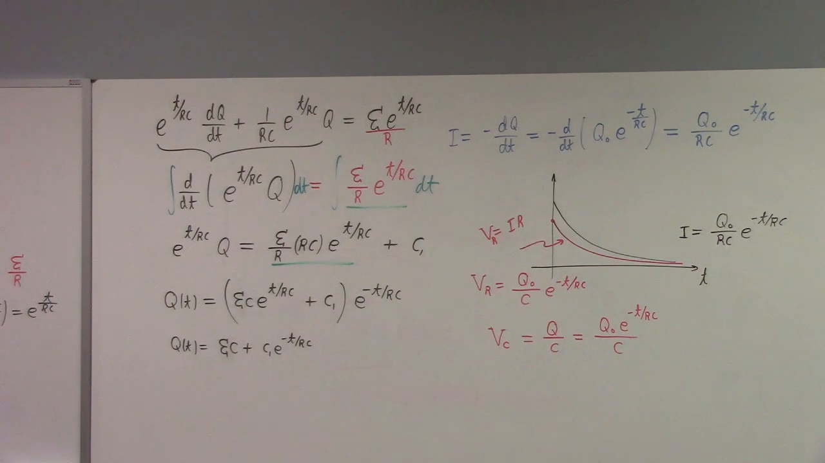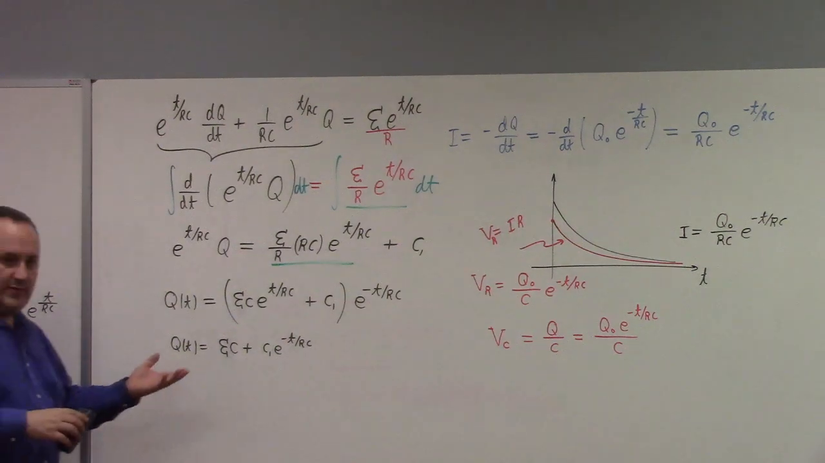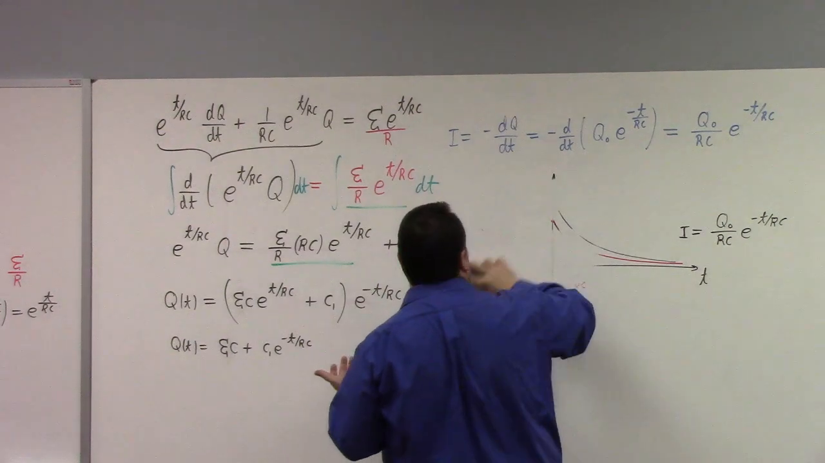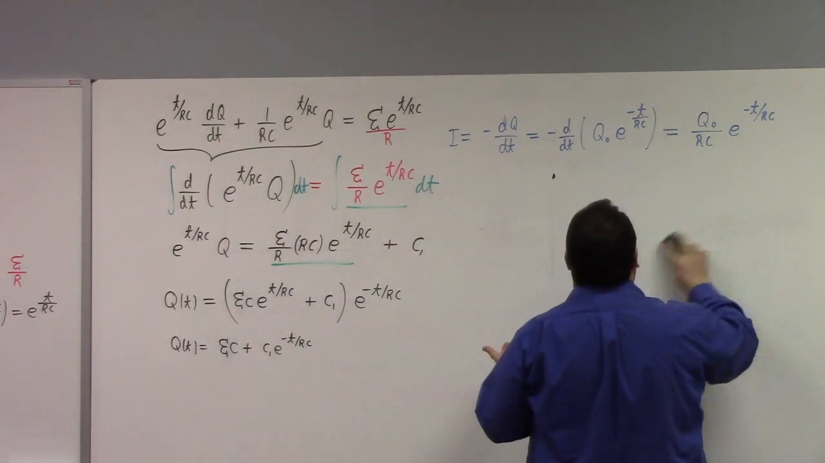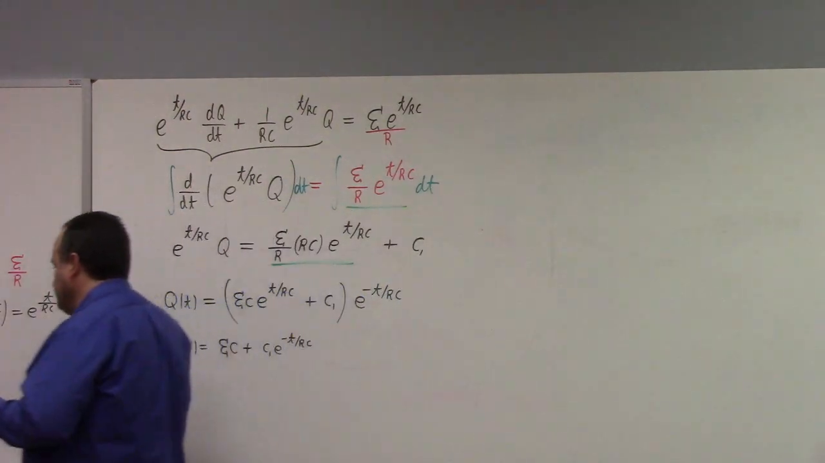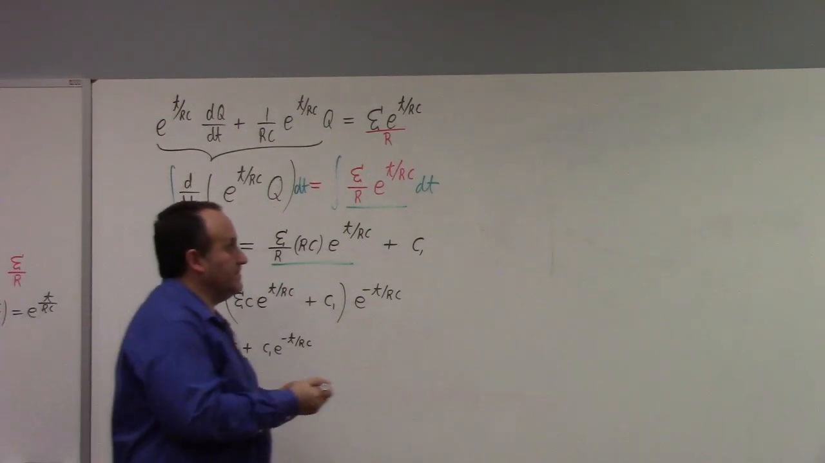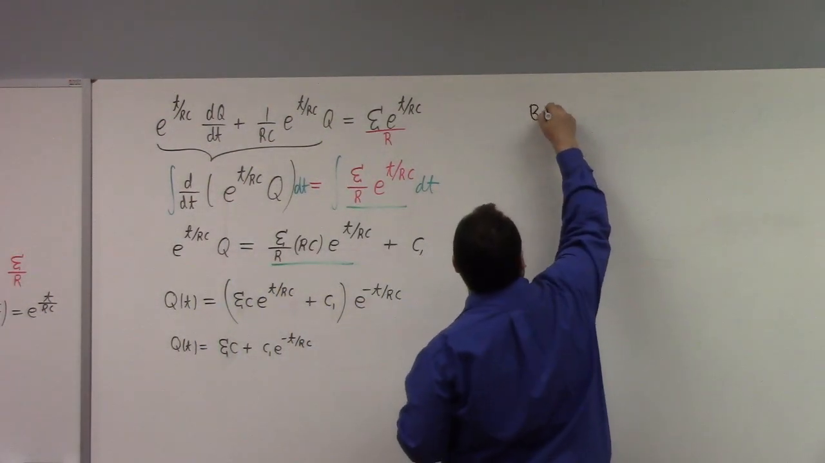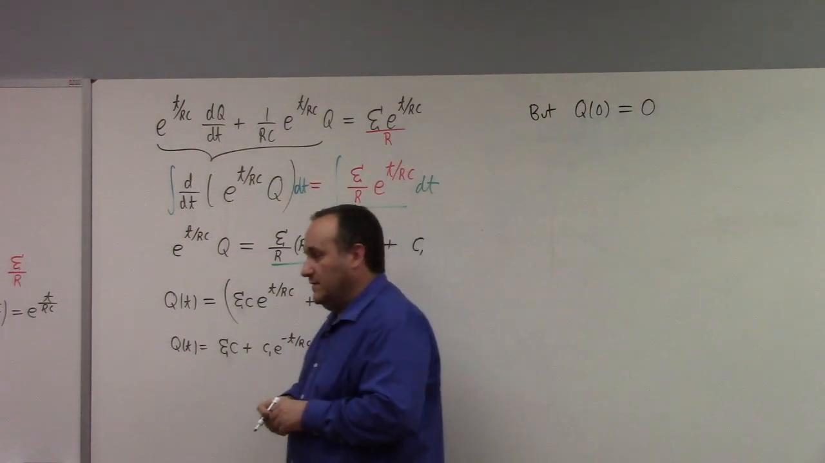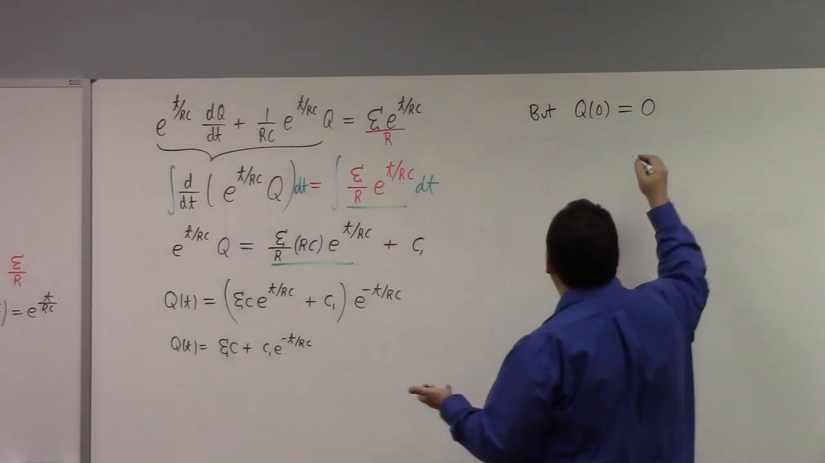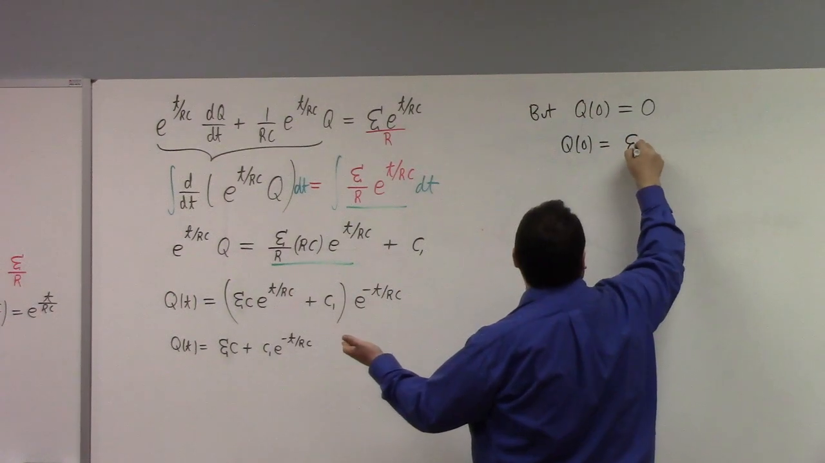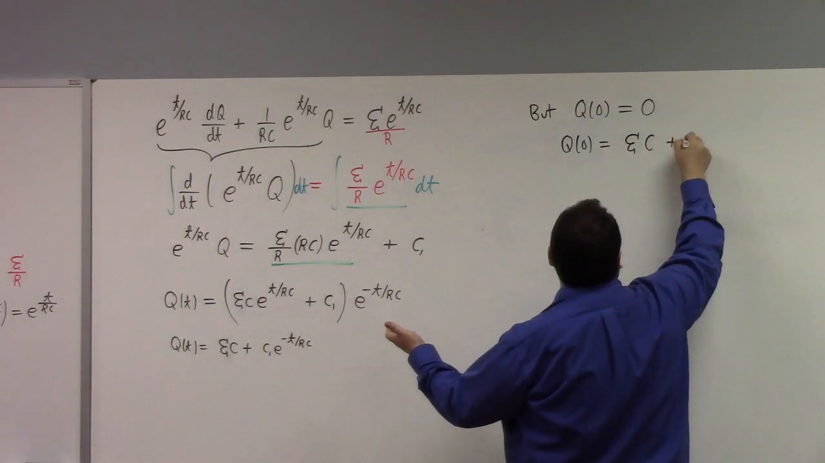We don't want to leave it like that, right? What was our initial charge this time? What's our Q of 0 equal to? We haven't used that yet, right? Q of 0 was equal to 0. It was initially uncharged, right? So we can figure this out. We got Q of 0 is EC plus C1.